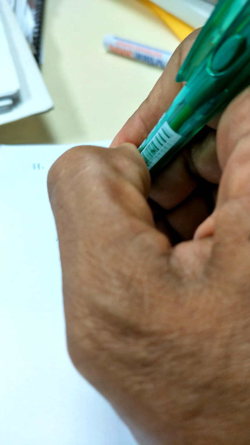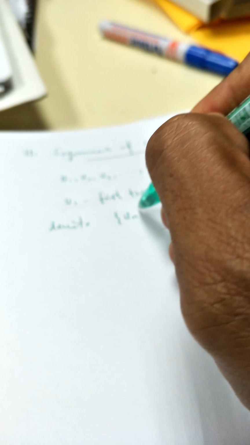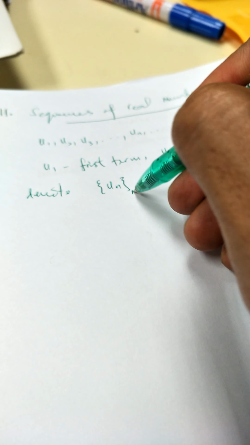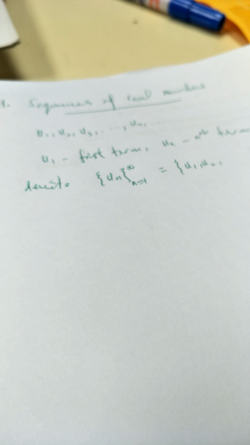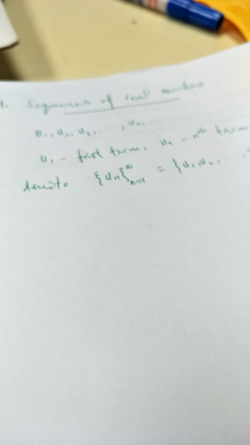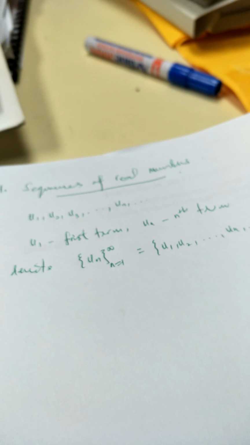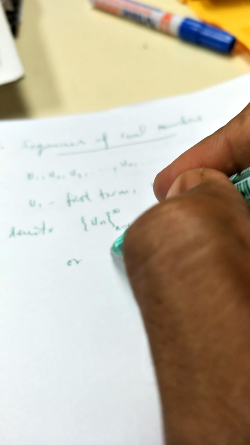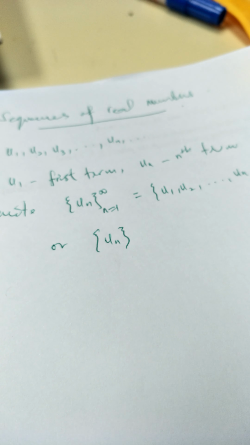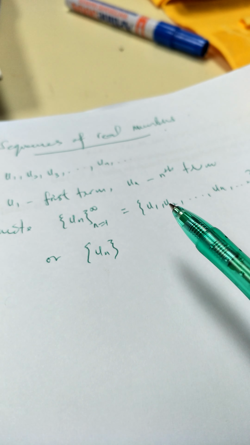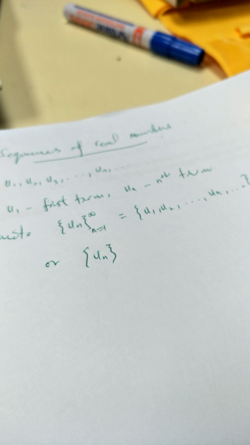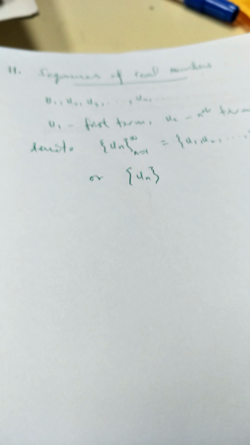We denote the sequence as un, where n goes from 1 to infinity. This means we have this kind of sequence, u1, u2, up to un, and so on. Okay, that's a sequence. Or in short, we can just write un. So this is a sequence where the elements are u1, u2, u3 up to un and so on. This is the basic notation that we use for the sequence.